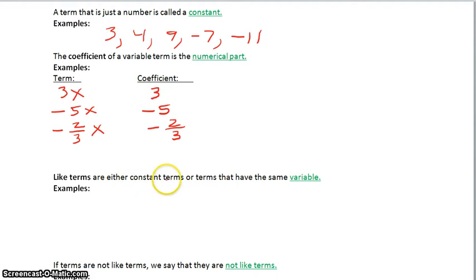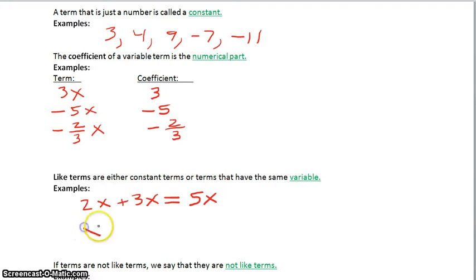Like terms are either constant terms or terms that have the same variable. For example, we could have 2x plus 3x. Both of them have the same variable taken to the same exponent. So we can add them. We have 2x plus 3x, which would give us 5x.